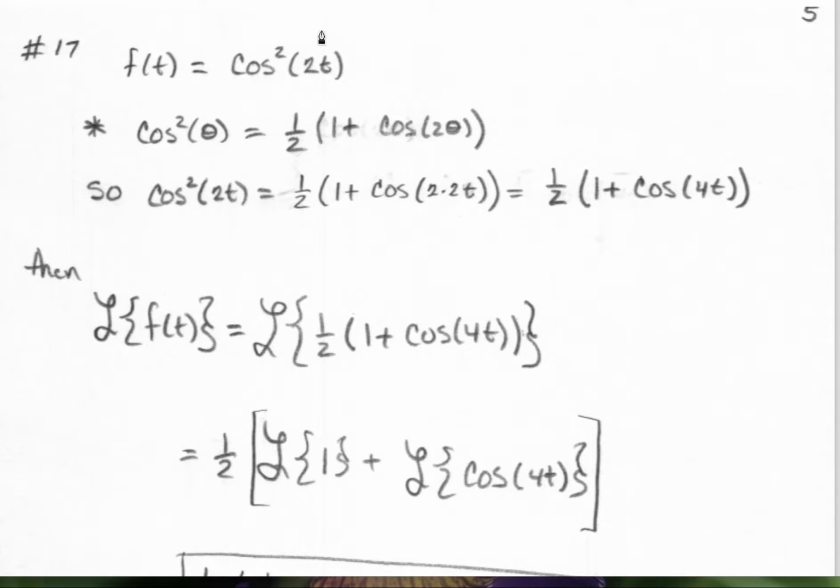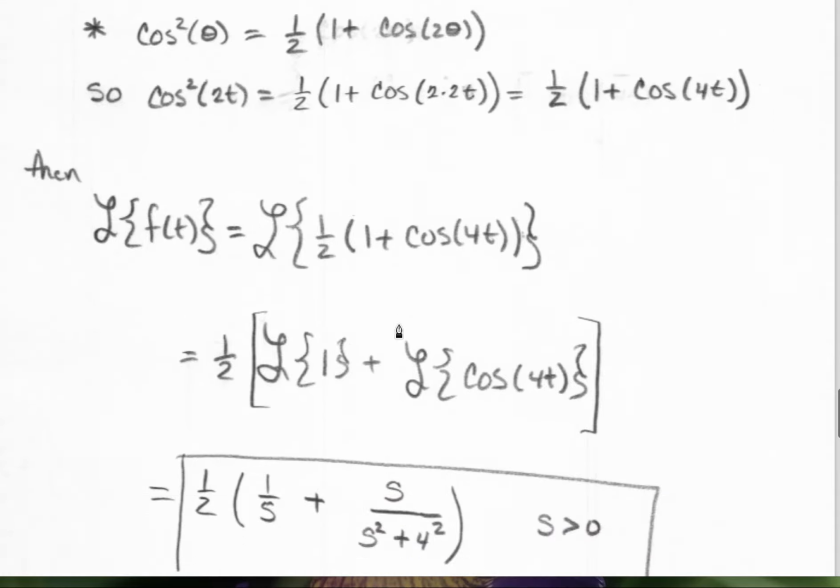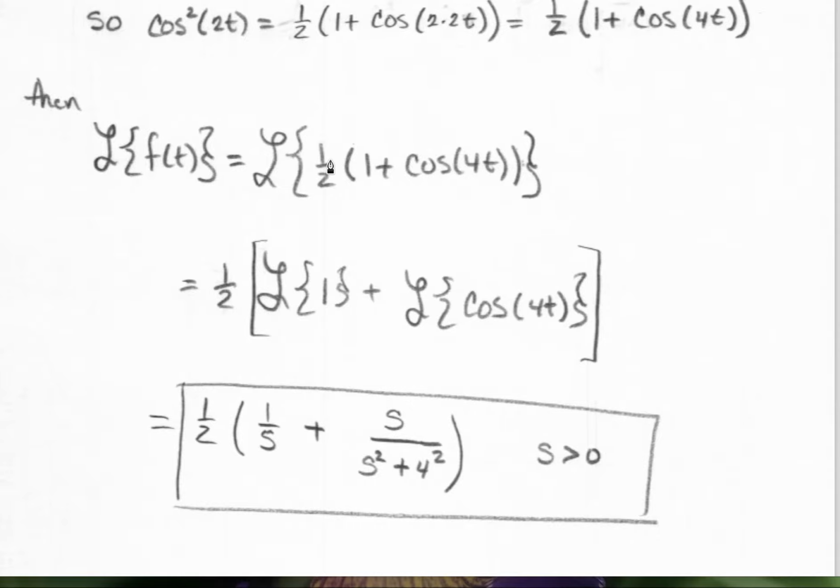So when I'm converting cosine squared of 2t, I'm really going to convert the Laplace transform of 1/2 1 plus cosine of 4t, which makes it easier. So I factored out the half and put that out front, and then I have the Laplace transform of 1, plus the Laplace transform of cosine of 4t.